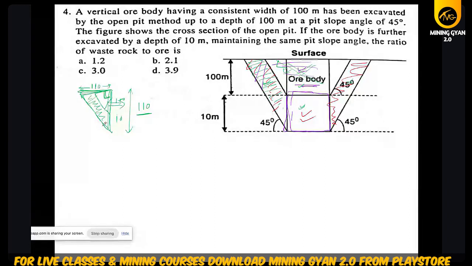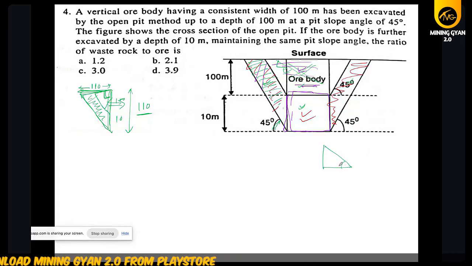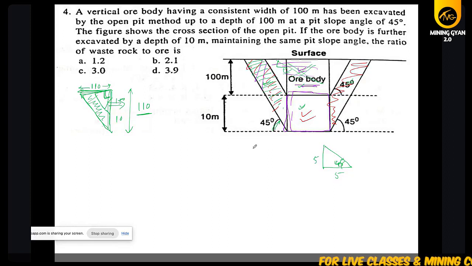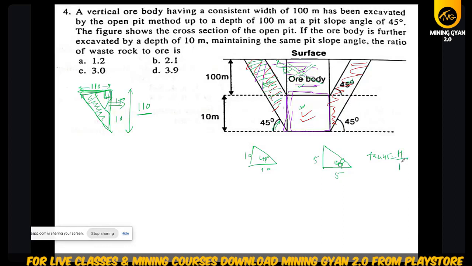Why? Because 45 degrees he has given. So if somebody simply says that this is 45 degrees, and if somebody asks you if it is 5, then it is also 5. If at 45 degrees he says it is 10, then it will also be 10. Or otherwise you have the formula: tan 45 equals height by base, that is, height divided by base.